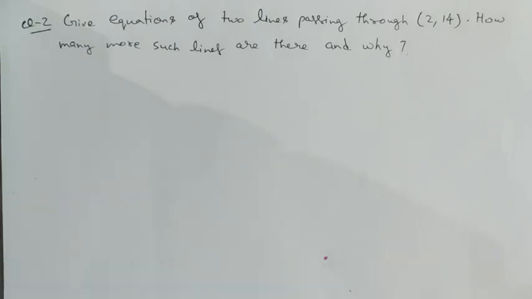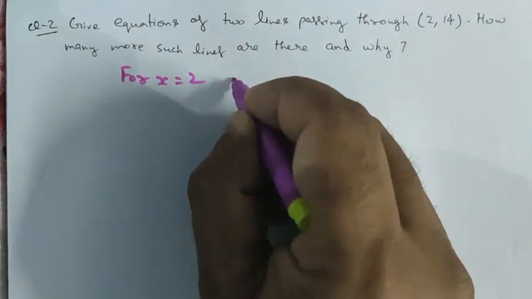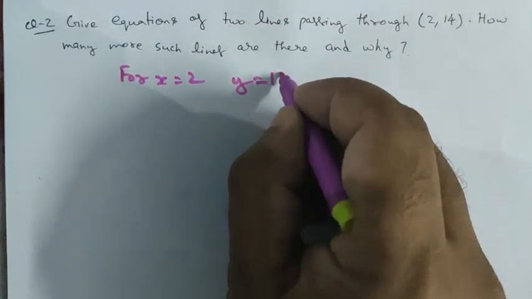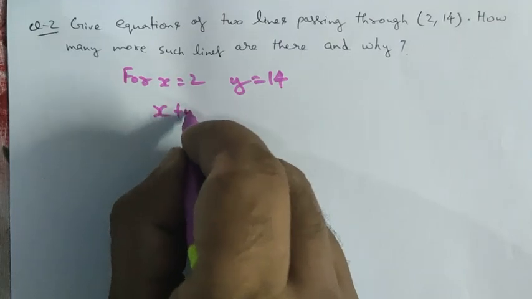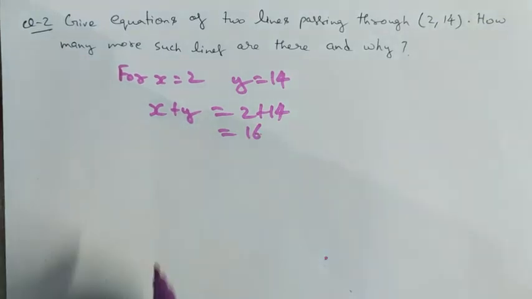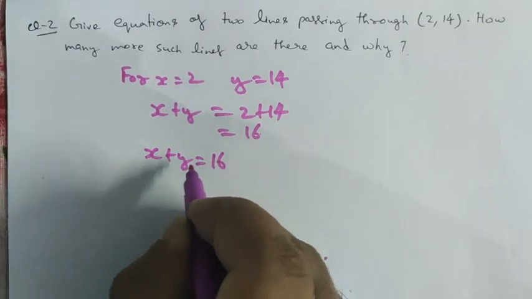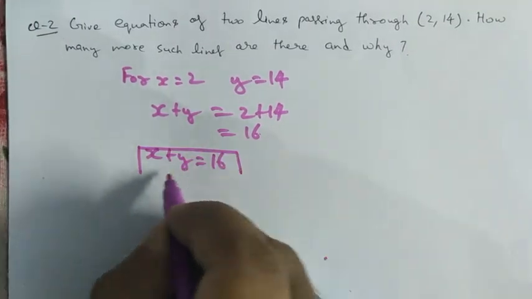So we have to give equations of two lines. How many lines can pass through such a point? We know that an infinite number of lines can pass through a point. So first of all, for x equals 2 and y equals 14, what is the value of x plus y? x plus y will be 2 plus 14, that is equal to 16. So one equation we can write is x plus y equals 16. This is the first equation.